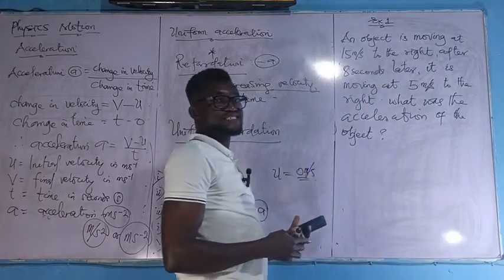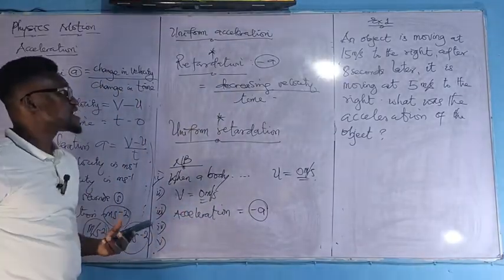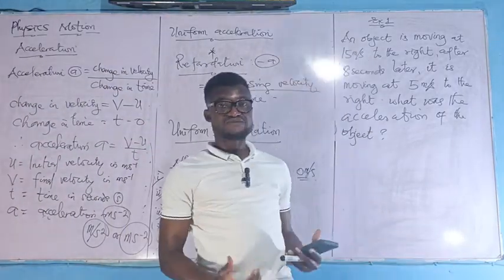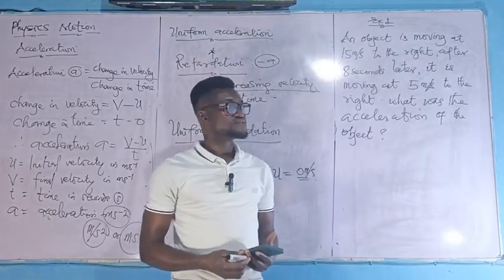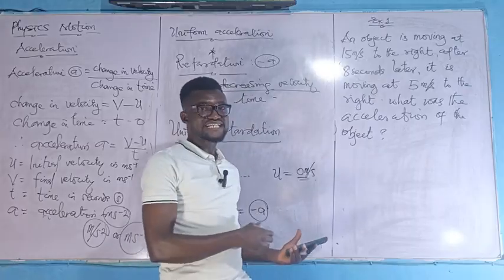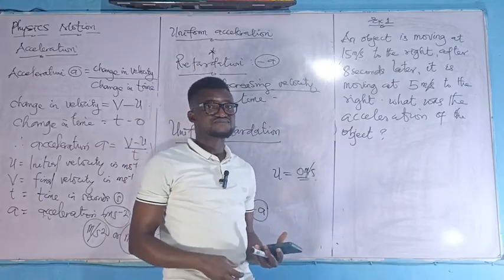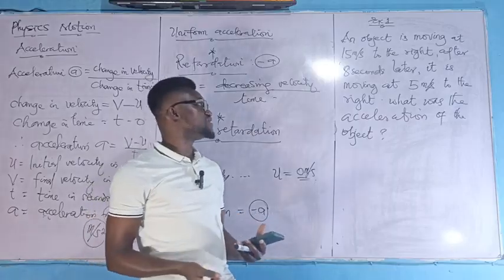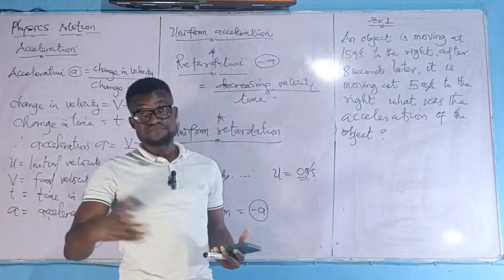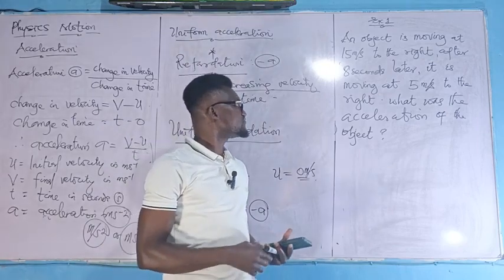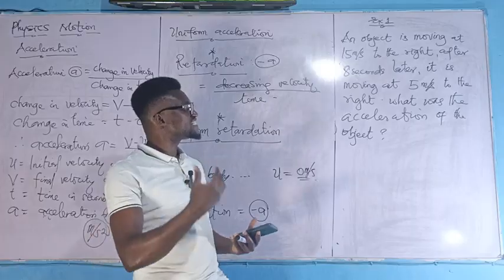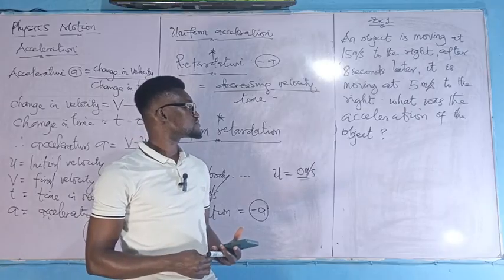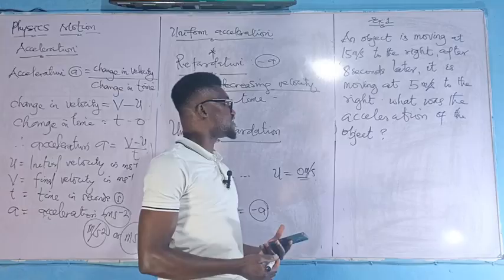Now let's look into this question. An object is moving at 15 meters per second to the right. That's the initial velocity of the motion of the object. After 8 seconds, that is the time interval, it is moving at 5 meters per second to the right, the same direction. Which means it has decreased in its velocity from 15 meters per second to 5 meters per second. Then what was the acceleration of the object?